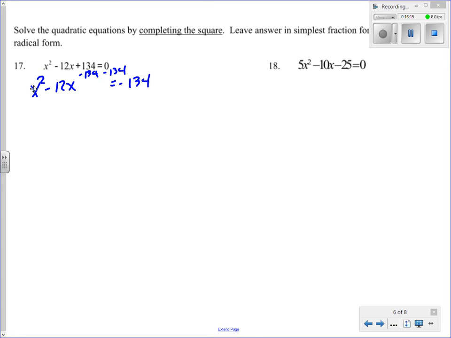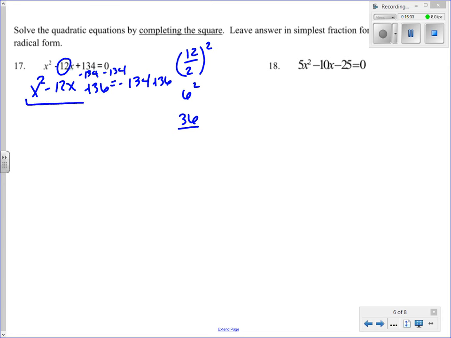Okay, and then we do b over 2 squared. B is always that middle number that's associated with x. So we'll do 12 over 2 squared, that's 6 squared, which is 36. 36 is what we add to both sides.